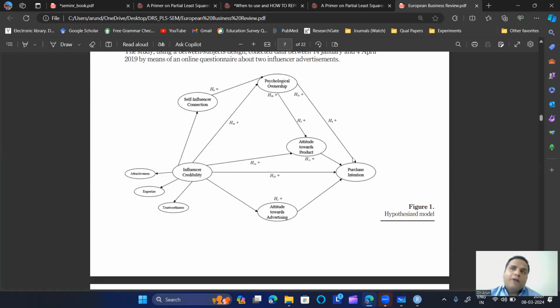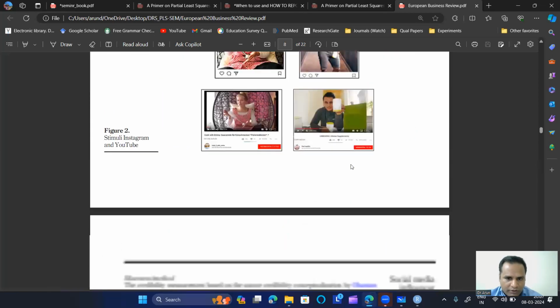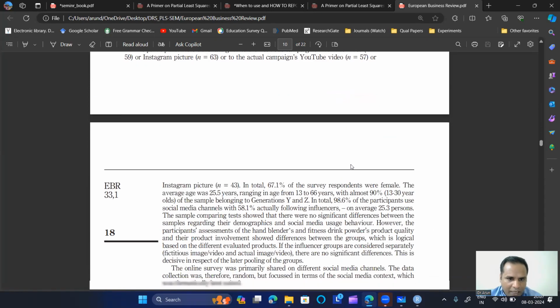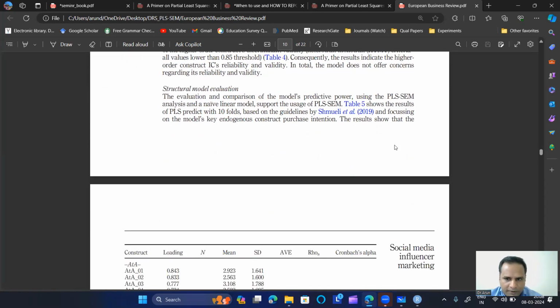So whenever you are evaluating the predictive validity of the model, you should focus on the main target endogenous construct, and it should be the final one where all the arrows are leading. All the arrows are heading towards purchase intention. You can see there are 4 arrows towards purchase intention. So you should check the predictive validity of the model for the key endogenous construct. Yes, okay.